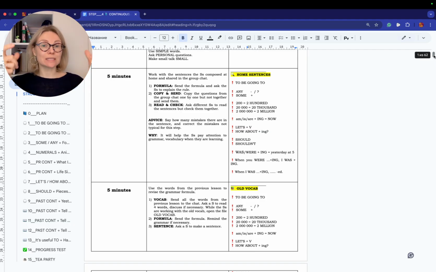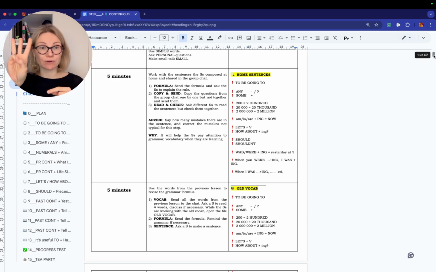First, you send the formula and ask the students to explain the rule. Don't worry if you think the students already know everything. No, you might be wrong. After that, you copy and send the sentences one by one. They should be anonymous. So, if I wrote the sentence, it means that I don't read the sentence. You send the sentence, some student reads it, and you ask the whole group to correct. Of course, you help the students.